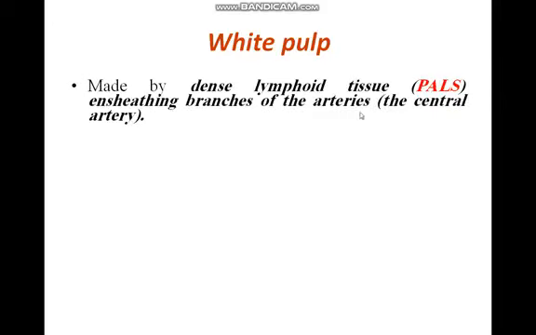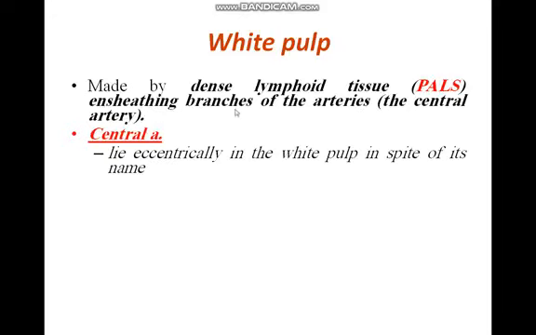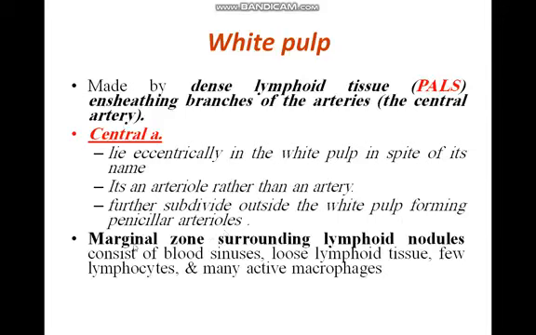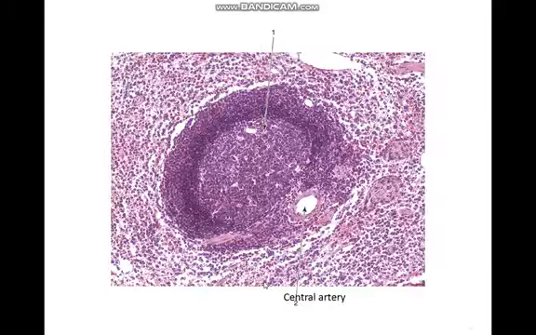The white pulp is made of dense lymphoid tissue called PALS, the periarterial lymphoid sheath, sheathing an artery called the central artery. Although it is called central, it is eccentric in position, so it is a misnomer. It is an arteriole rather than an artery, and it subdivides into penicillar arterioles outside the white pulp. The marginal zone is a region surrounding the lymphoid nodule within the white pulp, containing blood sinusoids, loose lymphoid tissue, few lymphocytes, and many active macrophages.